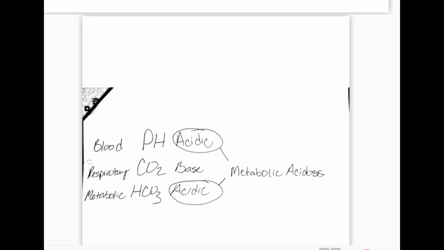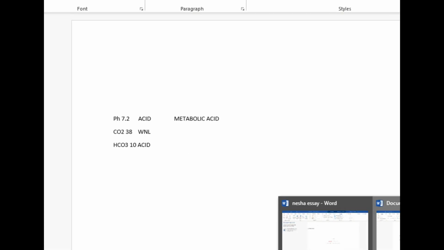Now we're going to do an example of how you can determine this. So here I have numbers. I've already configured the equation for you, but just so you can look at the numbers. So pH 7.2 is acidic. It will be a shift to the left. You're shifting to the left, you're going to be more acidic. Okay? So now, who's causing it?